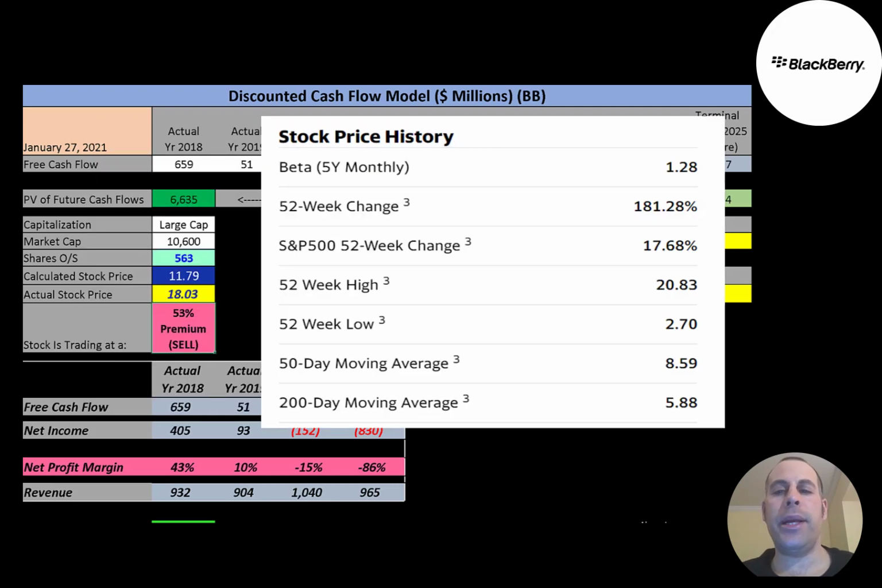The company has a pretty low beta, 1.28, so the stock moves a little more than the market. It's gone up 181% in the past 52 weeks, much better than the S&P 500, which went up 18%. The low was 2.70, the high was 21. The stock is trading way above its 50-day and 200-day moving average.